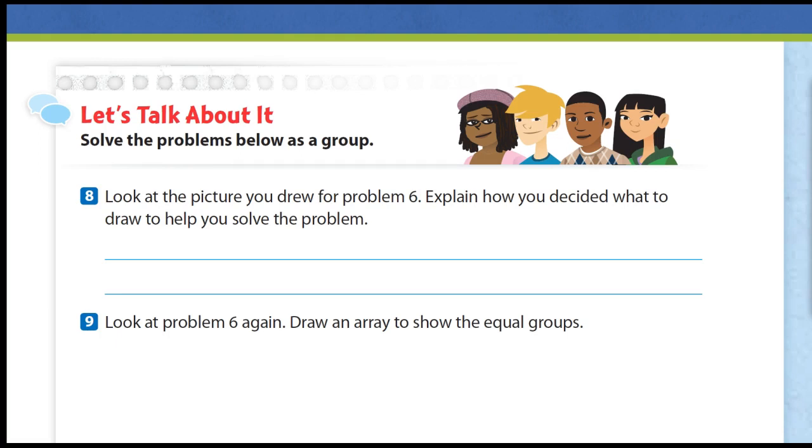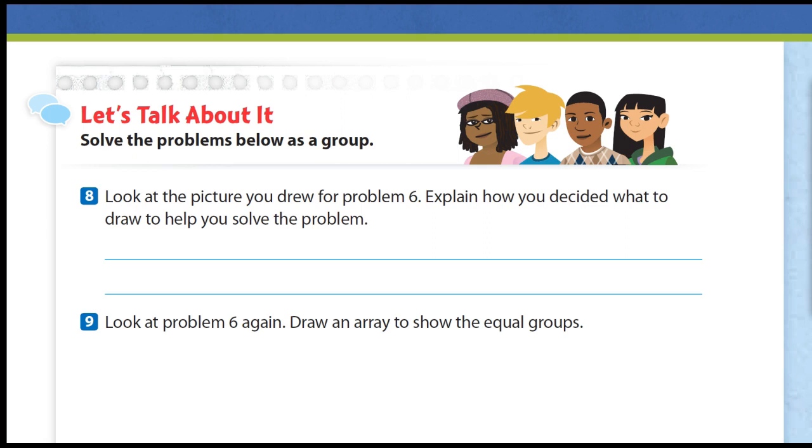This is unit 1, lesson 1, pages 5 through 6. They give you a math practice problem, and then we're going to do this together, all right? So in number 8, they tell you, look at the picture you drew for problem 6.